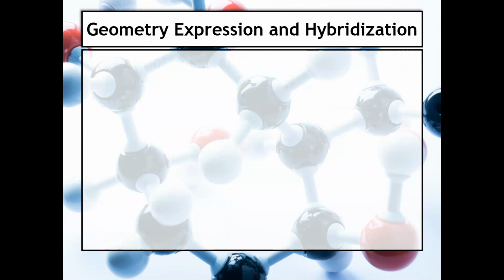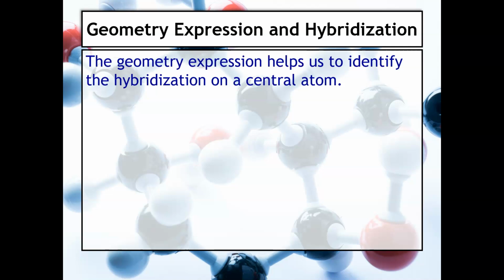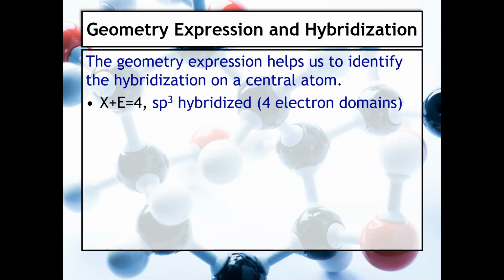So now let's talk about how to tell what the hybridization is going to be. If you weren't following what I was trying to make sense of earlier with looking at the different hybridization, there's a really easy way to tell. It's really based on the number of electron domains. So the geometry expression helps us to identify the hybridization on the central atom. So for example, if you have your terminal atoms and your electron pairs equal to 4, that is going to be called sp3 hybridized. There are 4 electron domains.